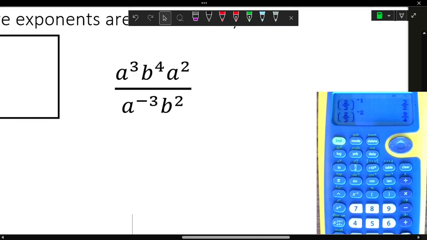I've got a to the third in the numerator and a to the negative third in the denominator. And I do not want to make the mistake of thinking those are the same thing and that part of it equals the number 1. They are not the same thing, right?